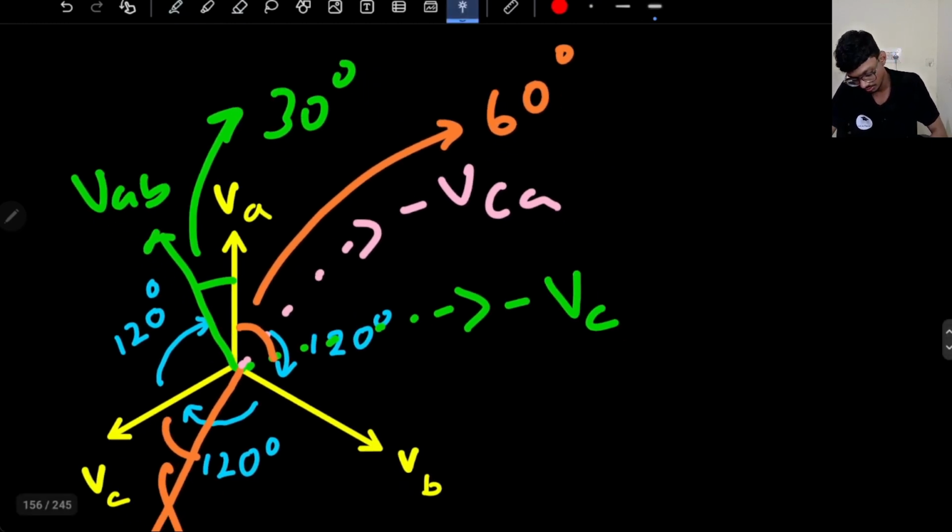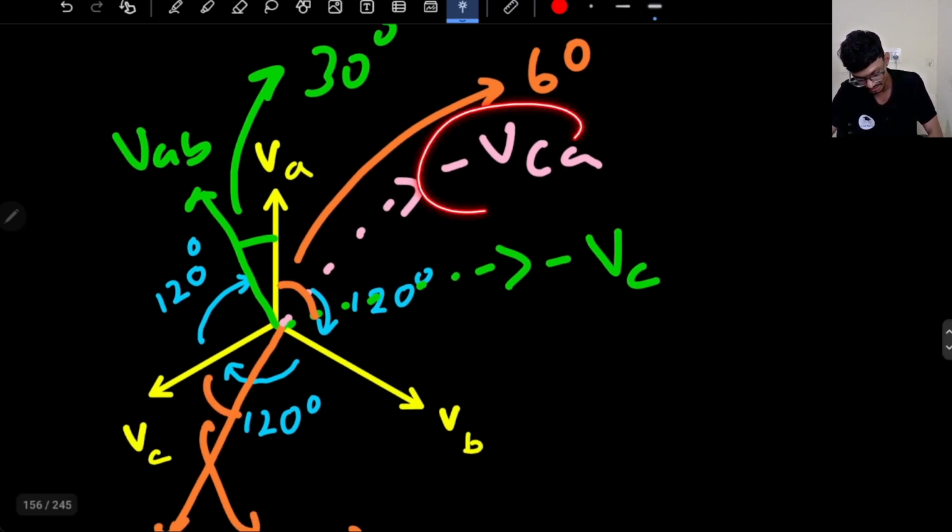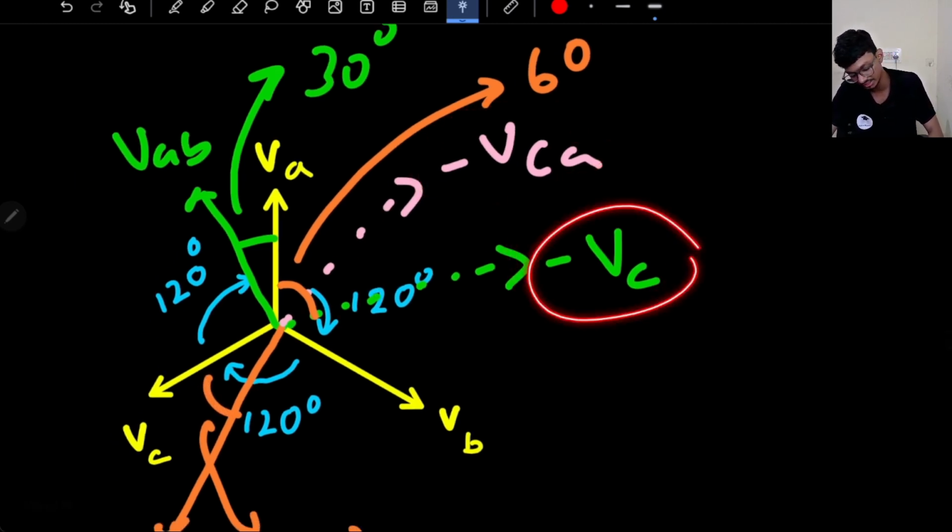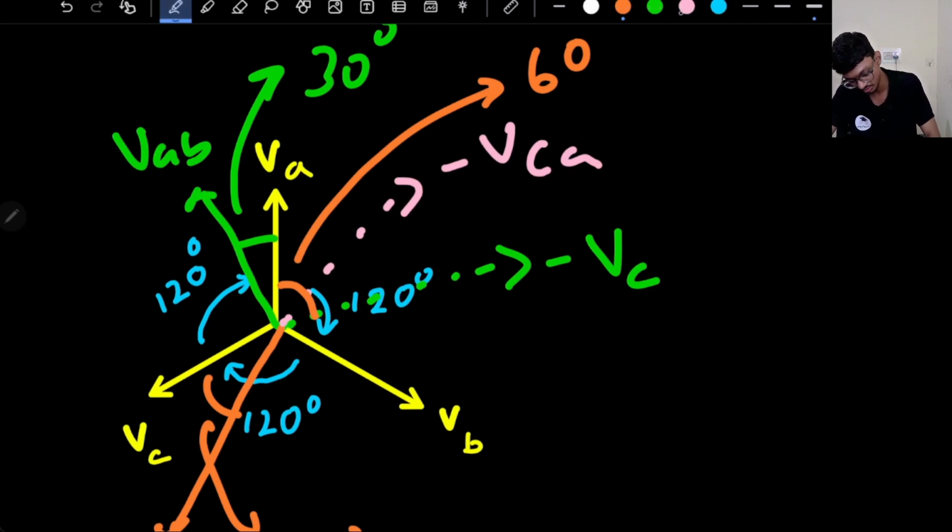Okay. So what will be this angle? Because here there is a phase difference of 30. Here also there will be a phase difference of 30 only, because VCA again will lead, like minus VCA also will lead VC by 30. So this angle also will be at a phase difference of 30. Now I know this whole angle is 60. This is 30. So this will be how much?